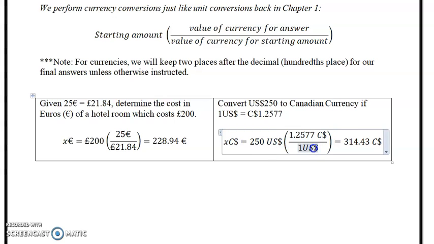The US dollars divide out, and you're left with Canadian dollars. Remember, the numerator and denominator will divide and equal 1. That's how we eliminate those units. So that equals $314.43. What that means is if you were from the United States and you came to Canada with $250 US, you can convert that to $314.43. That's what it's equivalent to. This changes daily as well, so those are things you have to consider.